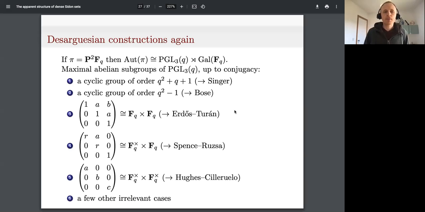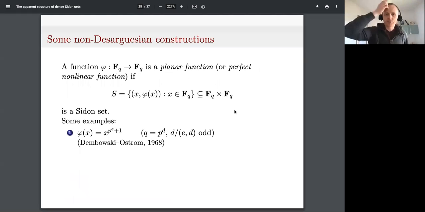Okay, so what about other projective planes? There are projective planes other than the Desarguesian ones. They're called non-Desarguesian projective planes. I won't get too much into the details, but there are other Sidon sets that arise from non-Desarguesian projective planes. So let me just give you a few examples.